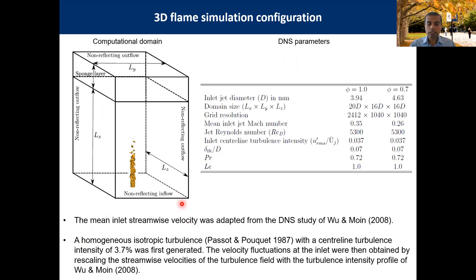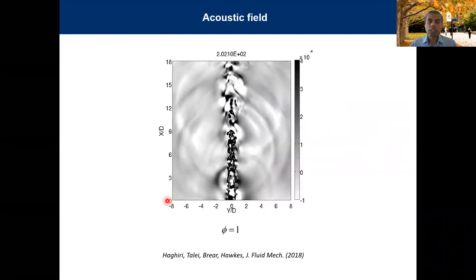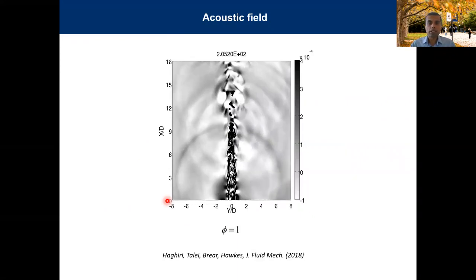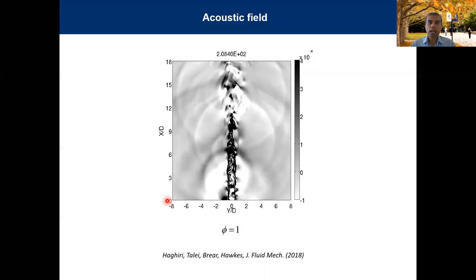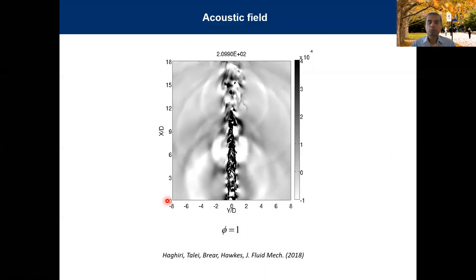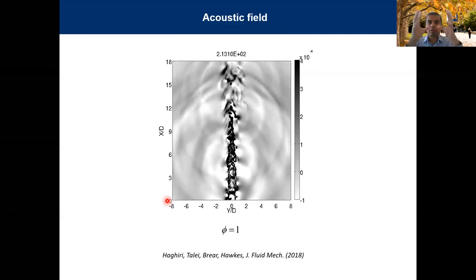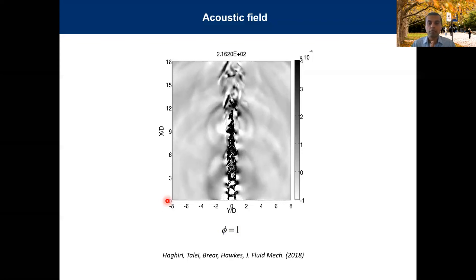Those are the computational details for that simulation. Now let's look at one of the key findings. This is again the dilatation field of the stoichiometric flame. And what you can see here, there are lots of monopolar sources of sound. When I talk about monopolar, I mean these circular waves which are being generated in the flame.